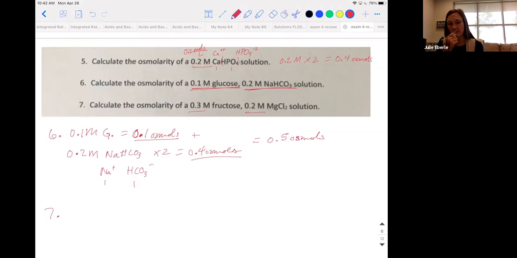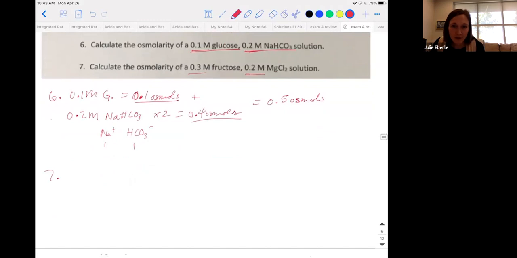Brooklyn said 0.7. Everybody says 0.7. Emily says I got 0.9. Abby says 0.9. Uh-oh. So how do we know? 0.7 or 0.9? Well, fructose is like glucose, so the osmolarity there is just equal to the molarity. If I have 0.3 molar, we know that's times 1 because you get 1 particle. That's fructose particles, so that's going to be 0.3 osmoles.